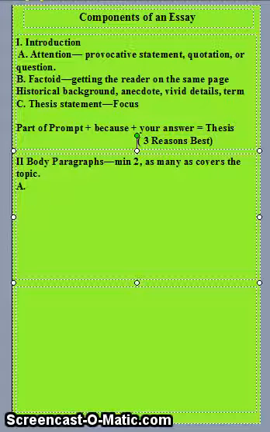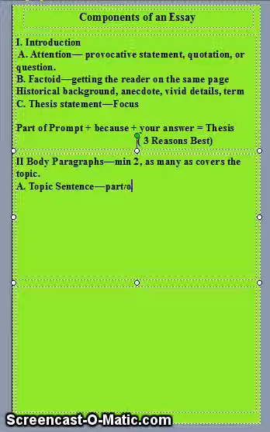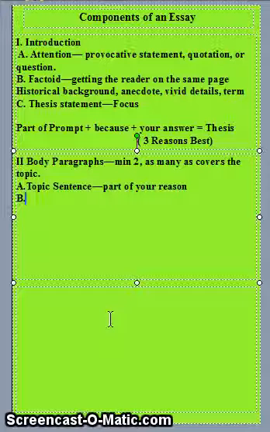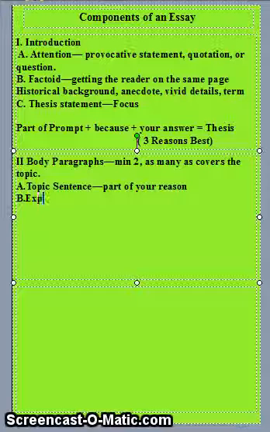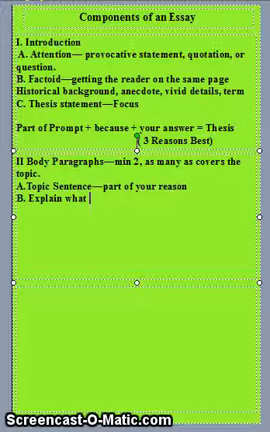Every single body paragraph must have a topic sentence. And that topic sentence is part of your reason. You then absolutely have to have some sort of detail, or what I like to say is show me what it looks like. You have to explain what you were talking about. So you're going to have a basic topic sentence, and then you need to explain what you were talking about.